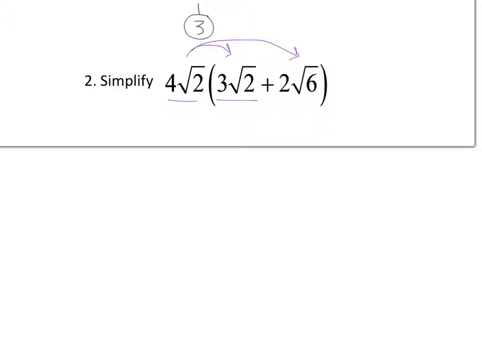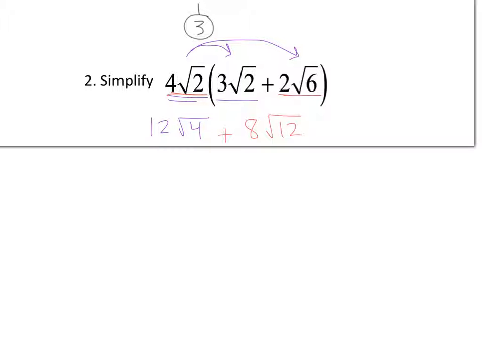Again, I'm allowed to multiply what's outside the radical together, and what's underneath the radical gets multiplied together. So 4 times 3 of what's outside the radical is 12. Square roots of 2 times 2 is 4. I'll worry about breaking that down in just a moment. Let's now look at what else we have in this problem. 4 square roots of 2 times 2 square roots of 6, and that gives me 8 square roots of 12. And that again is because I can multiply what's outside the radicals together and what's underneath the radicals together.